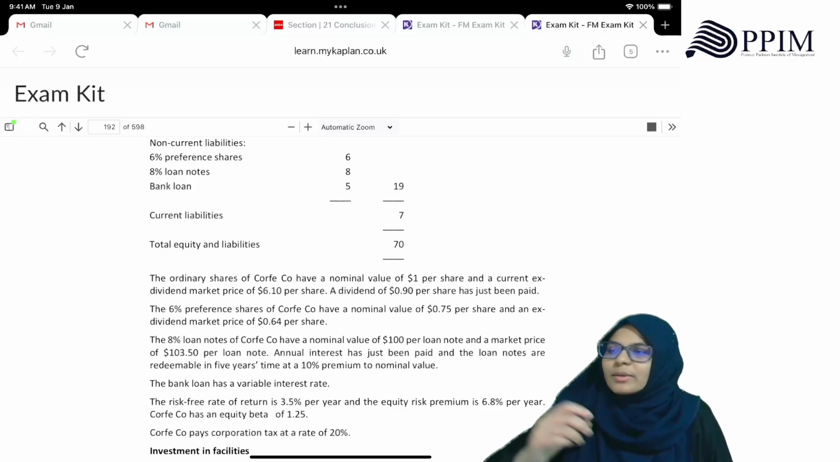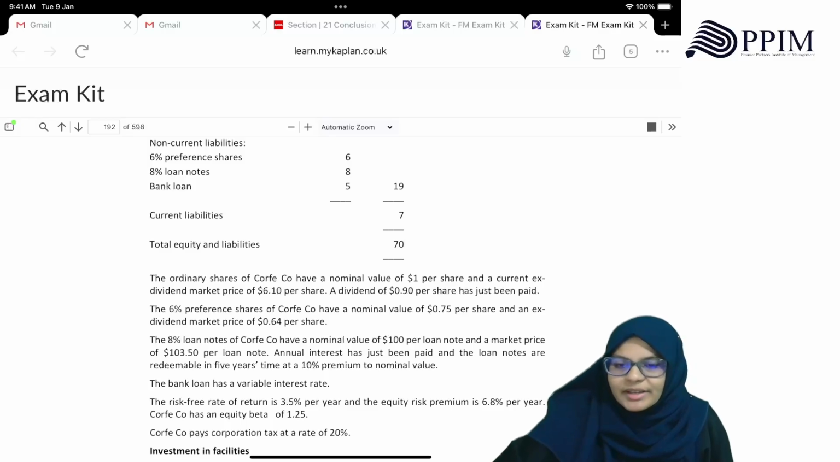Okay, so if I want the market value of ordinary shares, let me read what they're saying. They're saying we have a nominal value. The ordinary shares have a nominal value of $1 per share and a current ex-div market price of 6.1. So the market price of one share is 6.1. If I know how many shares I have issued, I'll just multiply the two. That's the total market value of shares, right?